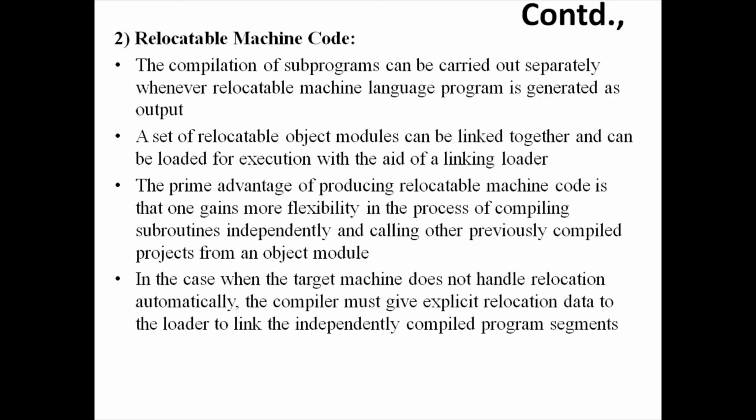So in object code form, we have three forms: one is absolute code, second is relocatable machine code, third is assembler code. In absolute code, it is machine code directly placed into memory. The generated code can be placed directly in memory and execution starts immediately.